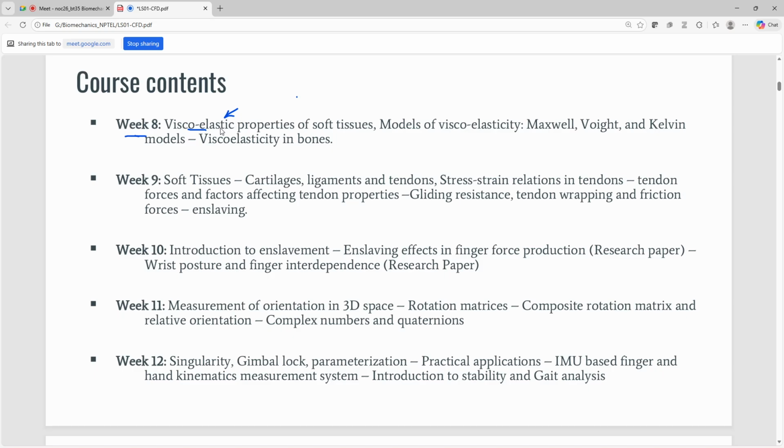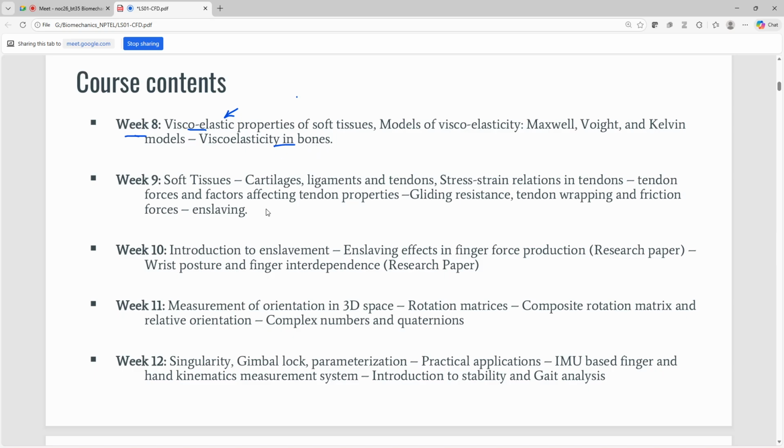Mostly we have studied linear elastic materials, but our soft tissues like muscles, endothelium, skin, everything falls into an entirely different category called viscoelasticity or viscoelastic materials. So how this viscoelastic property of soft tissue is helping the movements, that's what we will be learning in week 8.